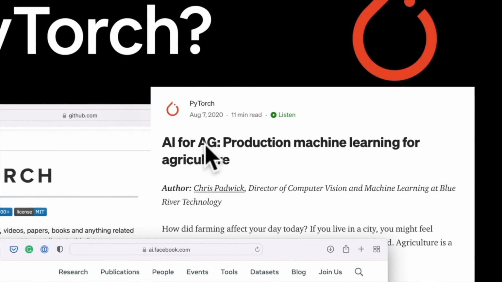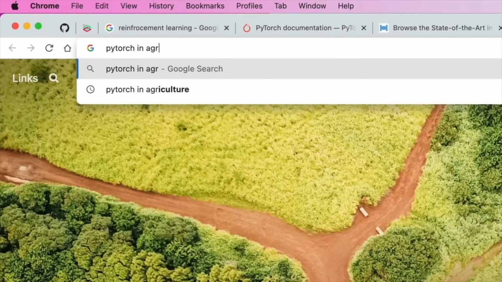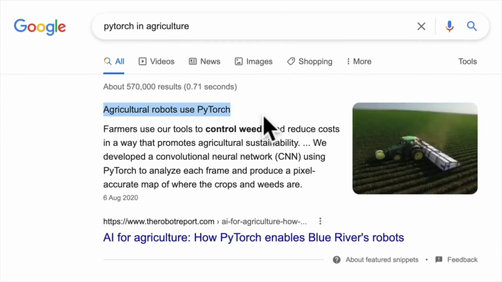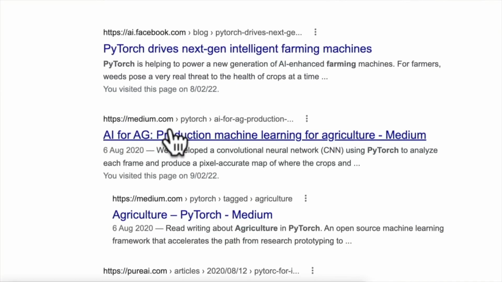That's the beauty of PyTorch, is that you can build on top of it, you can build with it. AI for AG, for agriculture. PyTorch has been used. Let's have a look. PyTorch in agriculture. There we go. Agricultural robots use PyTorch. This is a Medium article.